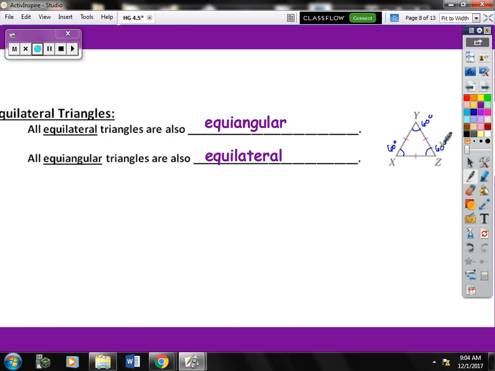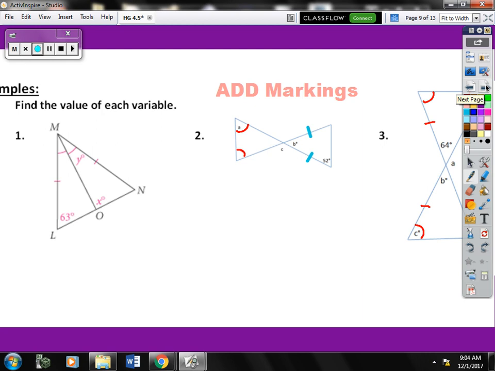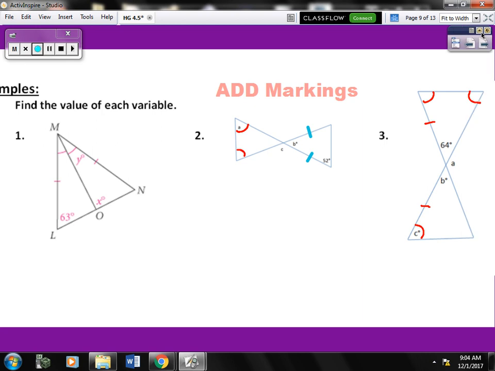Okay. All right, so on the back, first of all, if you could add in the markings that you see on the board here, because your notes have no markings on the triangles. So I'll give you guys a second. Anything you see in red and blue, add in those markings, otherwise we're going to have trouble solving.